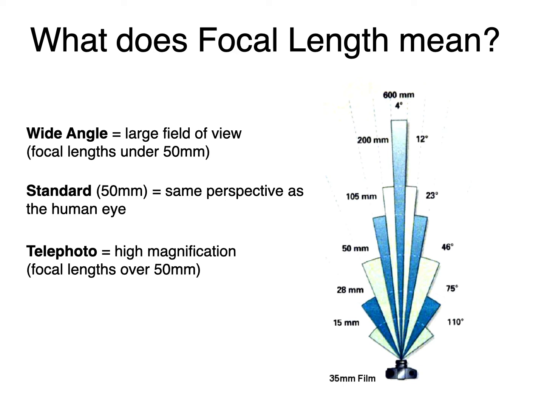The other category is the telephoto lens, which has high magnification, with a focal length over 50 millimeter. So there are three categories of lenses: the wide angle lens, which is below 50 millimeter; the standard lens, which has the same perspective as the human eye, at a focal length of 50 millimeter; and the telephoto lens, which has high magnification over 50 millimeter.